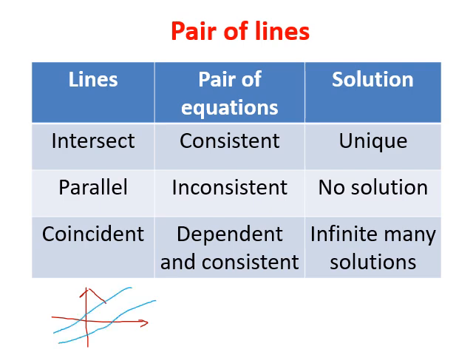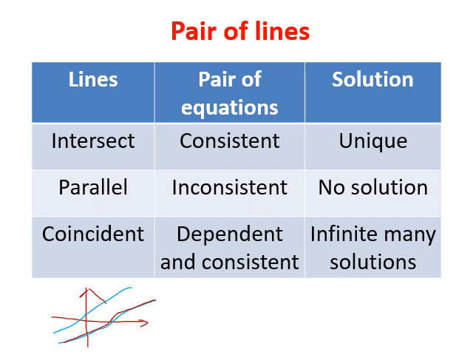Two parallel lines. Then the solution is inconsistent, and since they are not intersecting, they will not have any solution. Similarly, a pair of equations is called dependent and consistent if the lines are coincident. Coincident means one line is lying over another. So this particular line, another line also will lie over this. So the solution is called dependent and consistent, but there will be many solutions. Since it is overlaying on the one line, all points will be possible solutions.